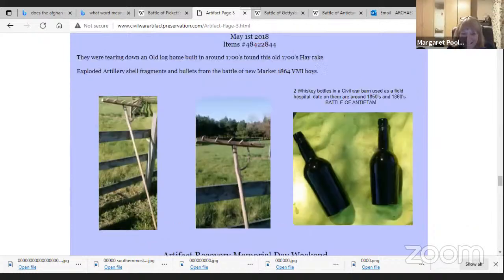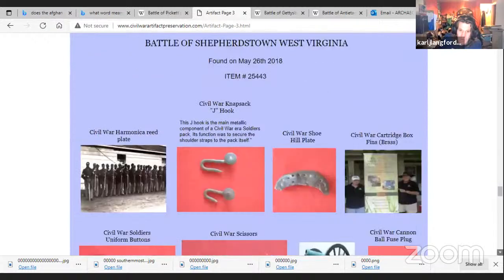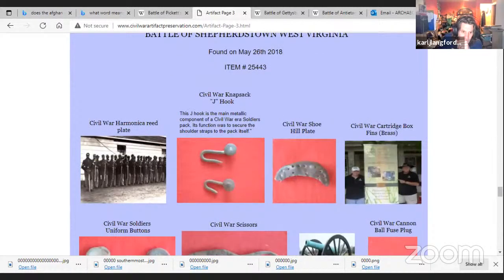So you've got bottles. You can imagine a soldier there getting drunk after the battlefield because he can't deal with what he's seen, which is fair enough. So you've got this, basically a shoulder, a J hook, metallic component. Its function was to secure the shoulder straps to the back itself. This is going to be from the heel of the Civil War shoe plate. That's to make sure that your shoes last longer.